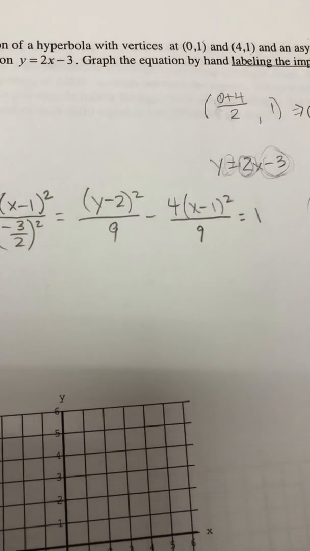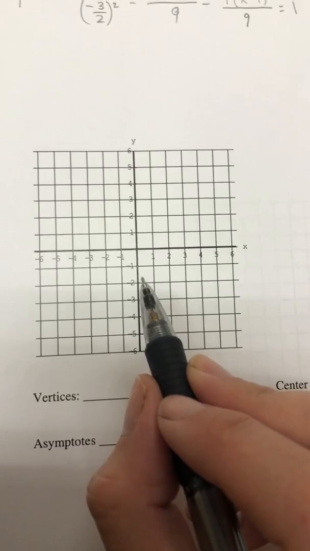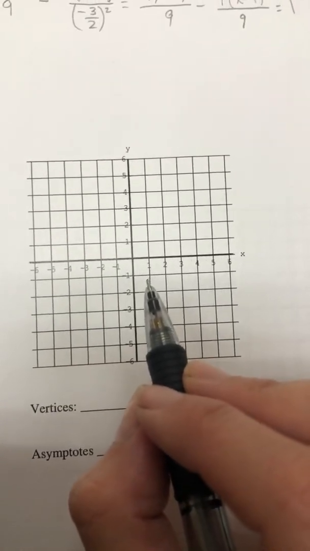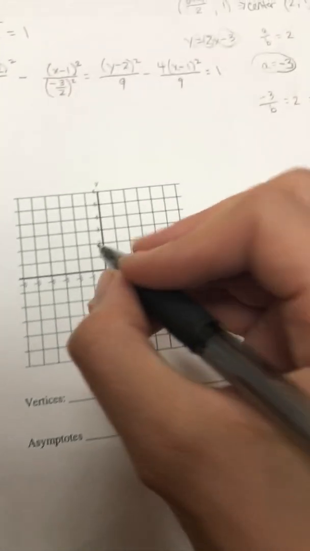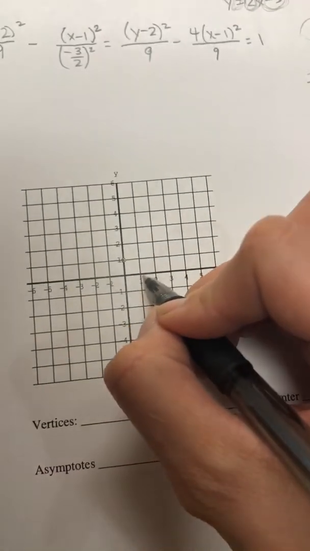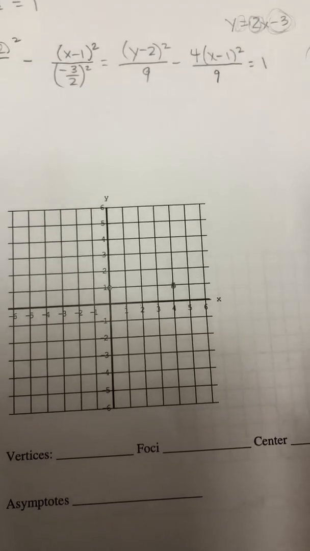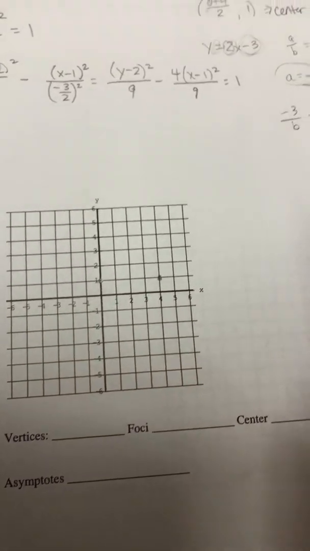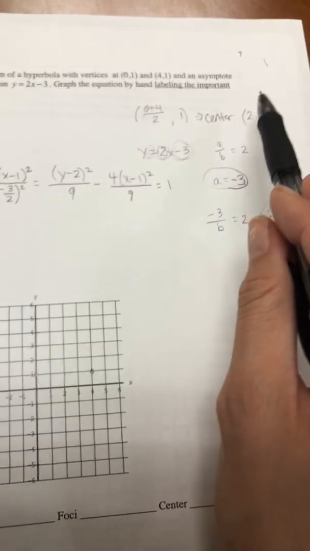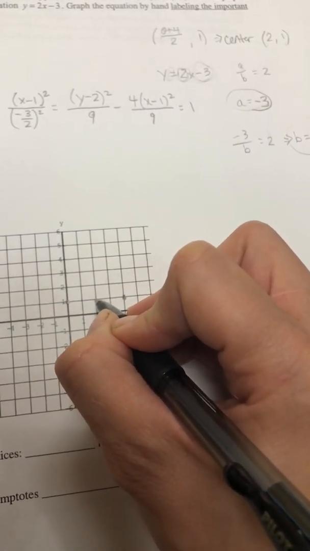So that's our formula. Now, if we want to go ahead and plot the points here, we know that our vertices are 0, 1, and 4, 1. So we can plot those. 0, 1, 1, 2, 3, 4, 1. And the center is at 2, 1. So it's going to be 1, 2, 1.